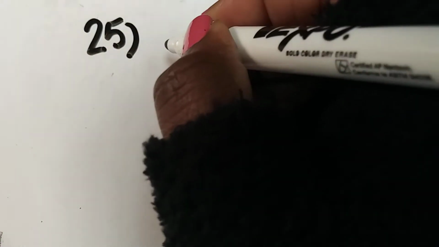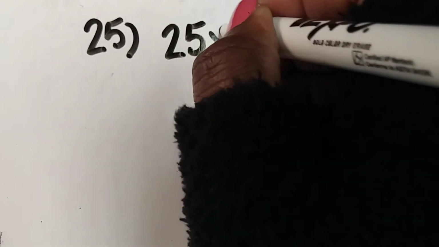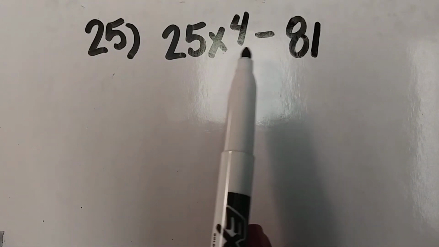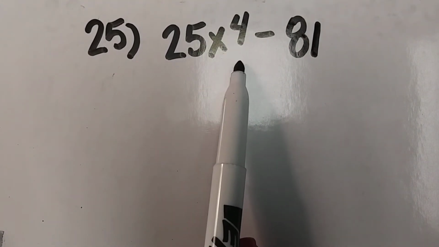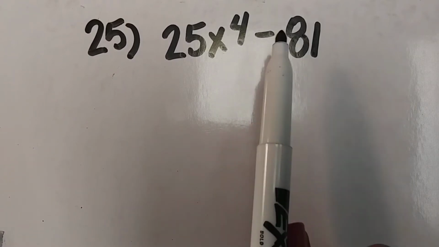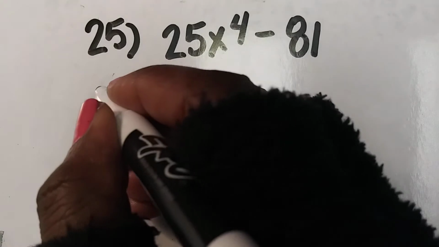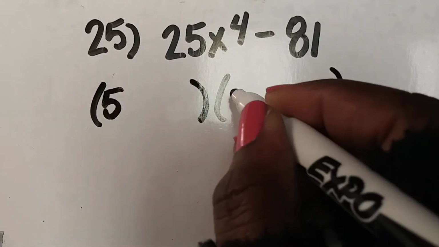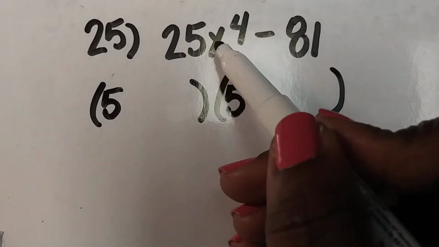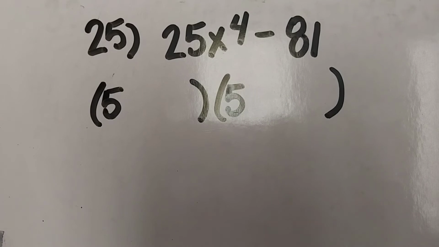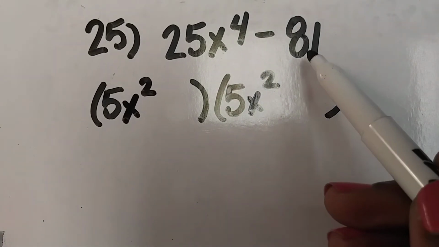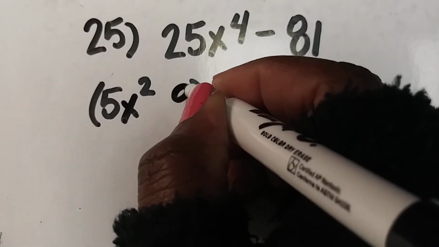Look at number 25. I have 25 x to the fourth minus 81. This is also a difference of two squares because I can take the square root of the first term and the square root of the second term, and it has a minus sign in between the two. The square root of 25 is 5. 5 times 5 is 25. X to the fourth. What's the square root of 4? It's 2. So I have x squared and x squared. What is the square root of 81? I know 9 times 9 is 81.